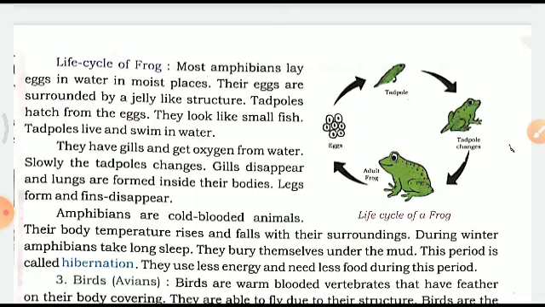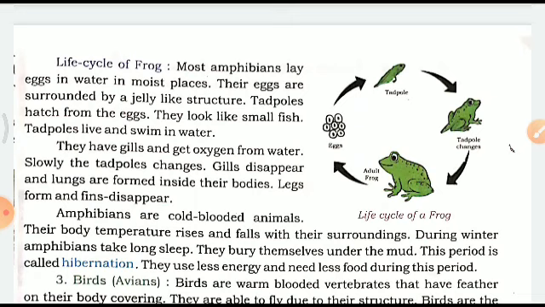During this period they use less energy and need less food, right. इस समय इनको एनर्जी और फूड वगैरह की बहुत कम ज़रूरत होती है और इस समय के लिए ये फूड छुपा के अपने यहाँ पास रख लेते हैं. And during winters amphibians take long sleep. ये बहुत लंबे समय तक सो जाते हैं.